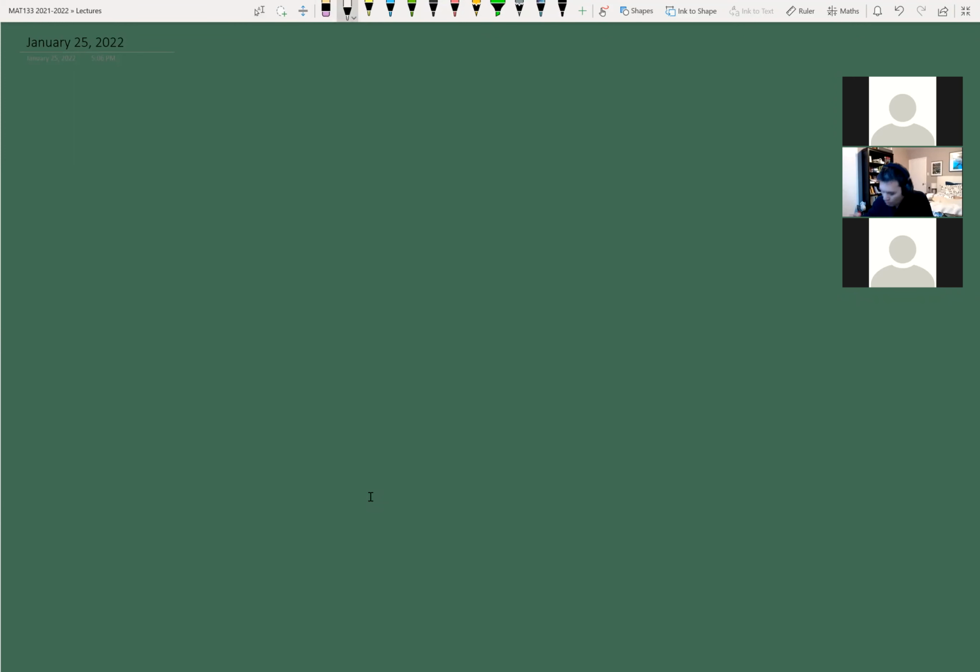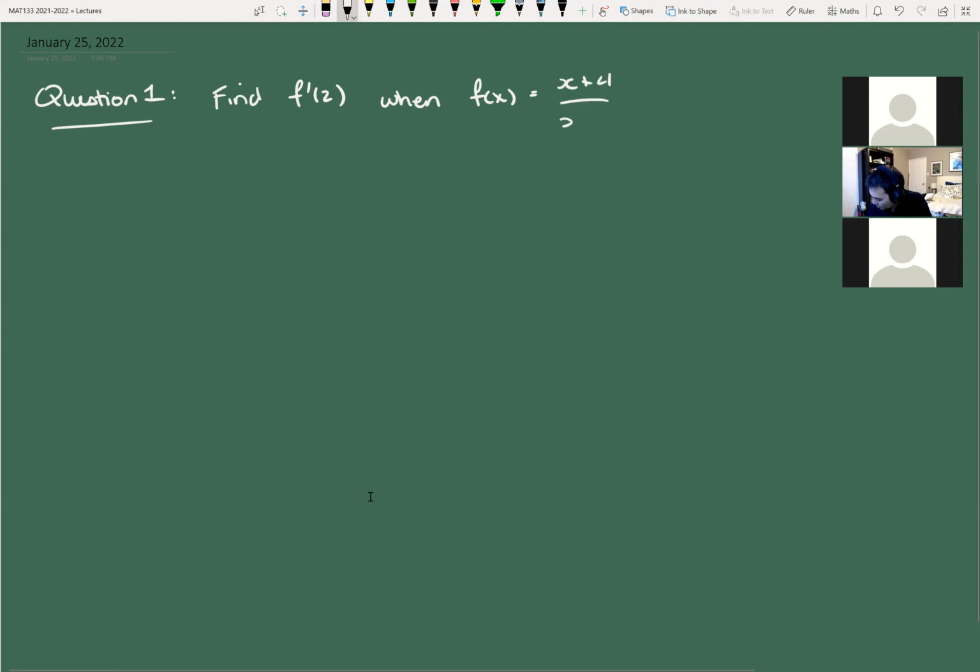So first of all, let's do this properly. Okay, so this is question 1. And we're asked to find f prime of 2 when f of x is this thing, right? So (x plus 4) divided by (x plus 1).